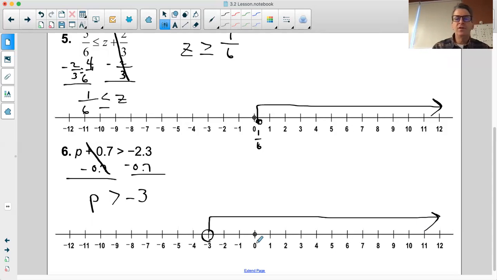So if you put 0 in there, you can check it out. 0 plus 0.7 is 7/10, which is greater than negative 2.3. That checks. If you put negative 10 in, negative 10 plus 7/10 would be negative 9.3, and that would not be greater than negative 2.3. So you want to check the region where you're shaded, with something in there, just to make sure that you have correctly shaded the inequality.